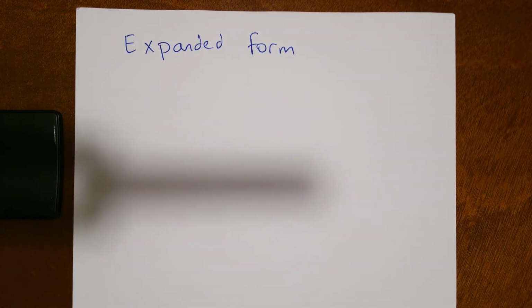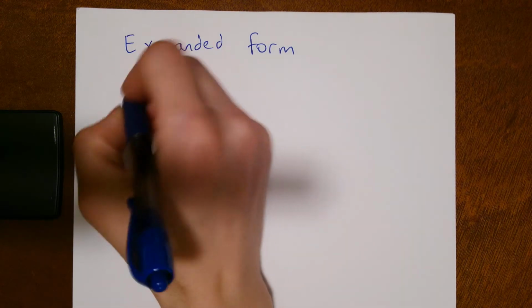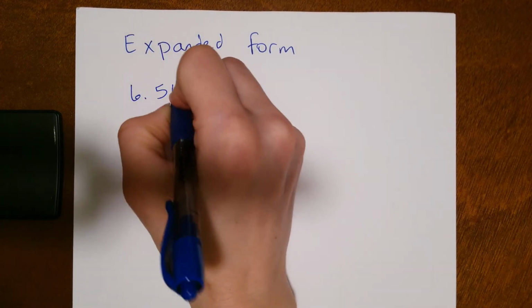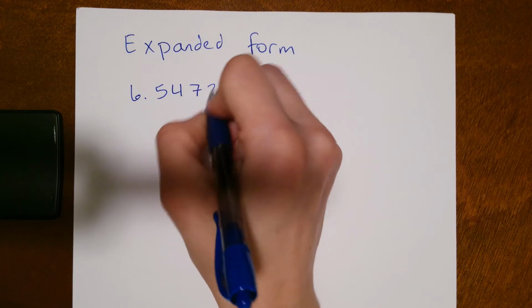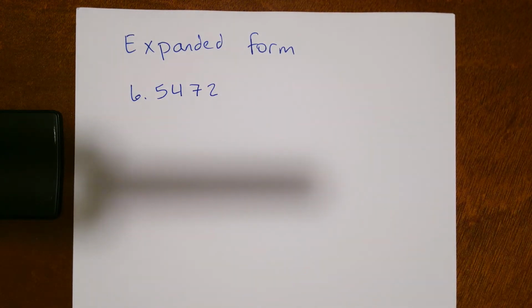The expanded form of a number. We looked at the expanded form of whole numbers, so let's look at where the expanded form of a decimal comes from. So let's say that I have 6.5472, something like that, and I want to write this in expanded form. Some of you may automatically know this is 6 times 10 to the 0 plus 0.5 plus 0.04 plus 0.007 plus 0.0002. Great. But where does that come from?